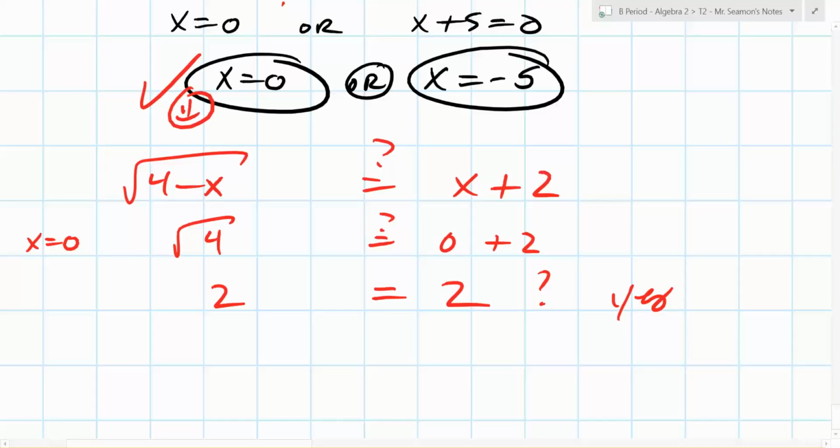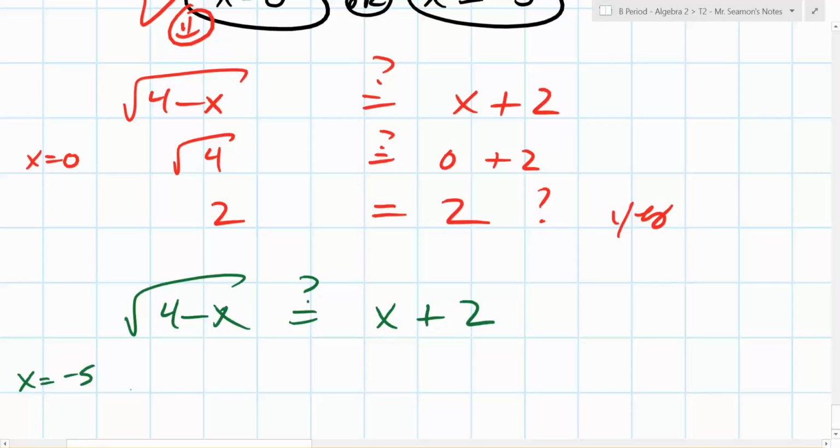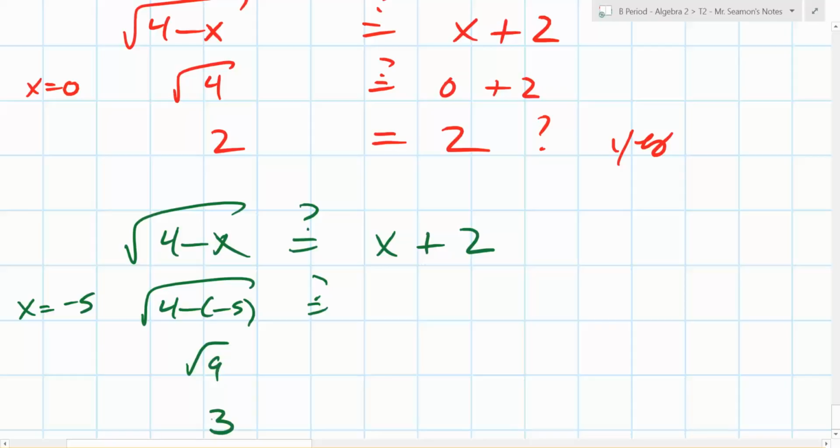But what about the next one? Let's do it in green here. The square root of 4 minus x, does that equal x plus 2? What are we plugging in for x now? -5. What's the square root of 4 minus -5? It'd be 4 plus 5, 9. Square root of 9, so that's what? 3. And you have -5 plus 2, what does that equal? -3. This is where if you are sloppy, it will be wrong. You have to be real careful.